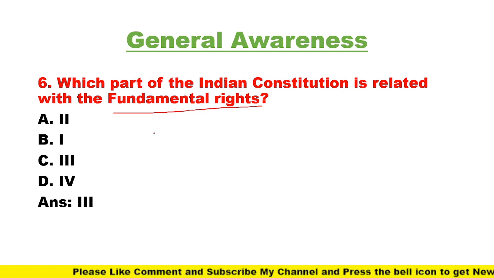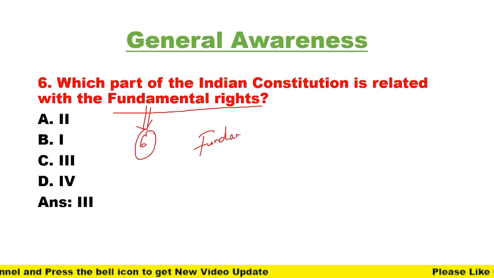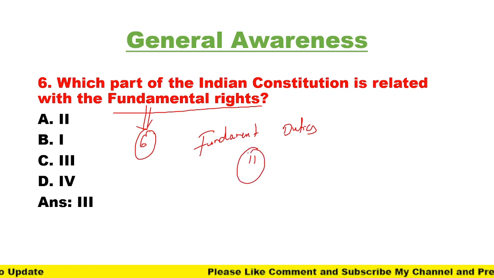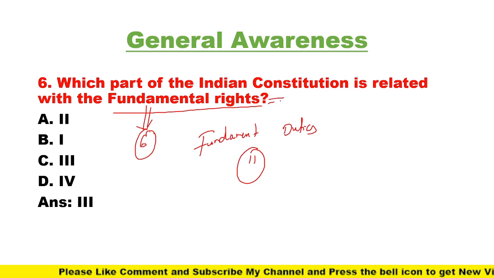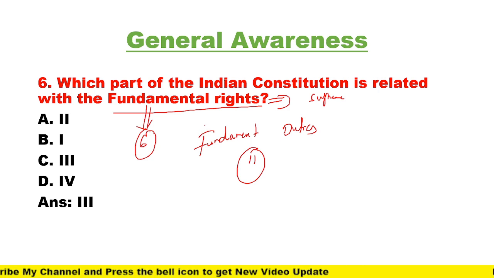So, how many fundamental rights do we have? We have 6 fundamental rights. And how many fundamental duties do we have? We have 11 fundamental duties. If there is any violation of fundamental rights, you can go to court. You can even go to the Supreme Court if there is any violation of fundamental rights.